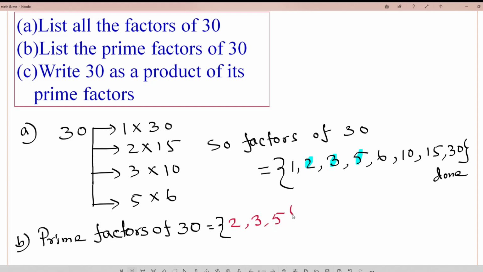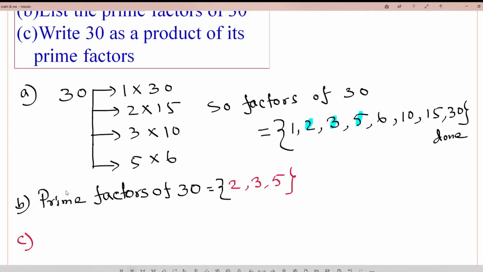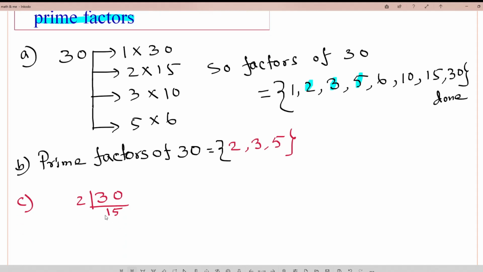Okay. Number C, write 30 as a product of its prime factors. So 30 we can divide by 2. 2 is a prime number, we get 15. In 15, 3 into 5, so 30 equals 2 into 3 into 5.